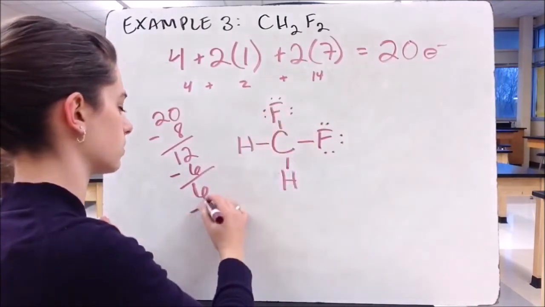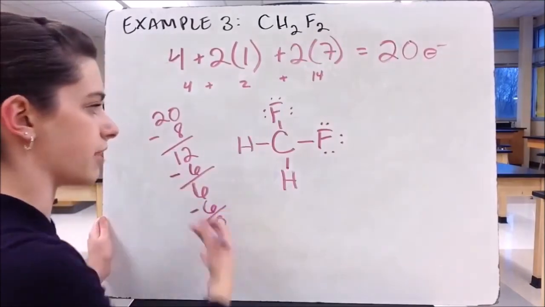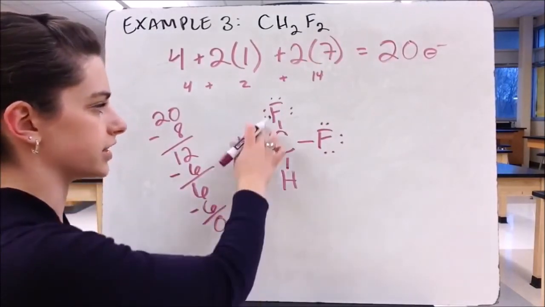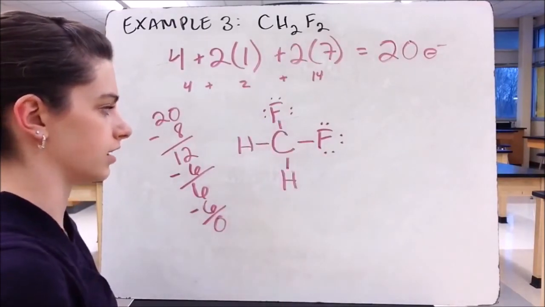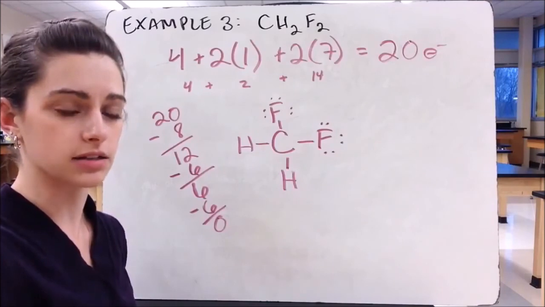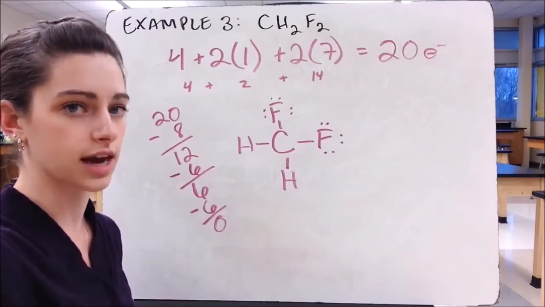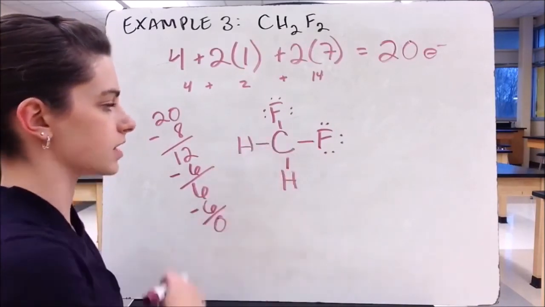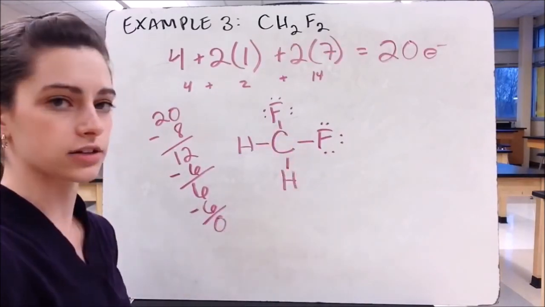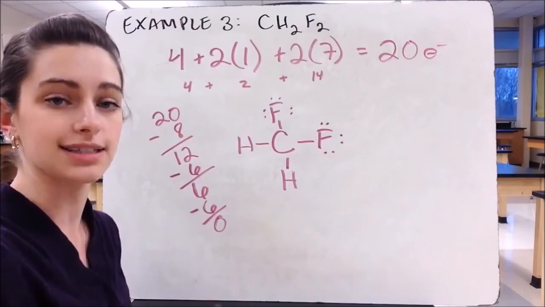I've added 6 more. Now I'm out of electrons, so let's double check and make sure I've met all my requirements. Each of my fluorines has 8. We've checked that already. The hydrogens are good because they only need 2, so they're good with just the bonds. You'll never have extra electrons on hydrogens. And my carbon is also good. It has 2, 4, 6, 8 valence electrons. They just all happen to be in bonds. That's okay.